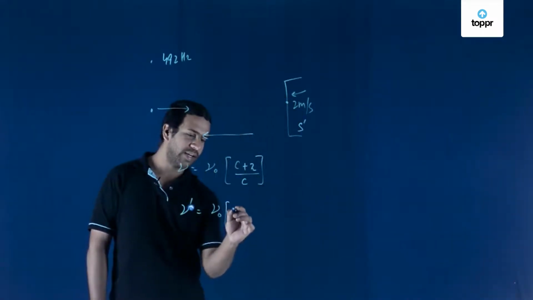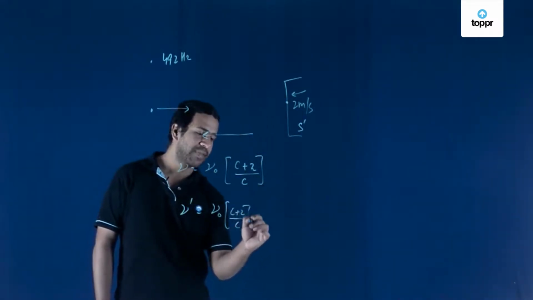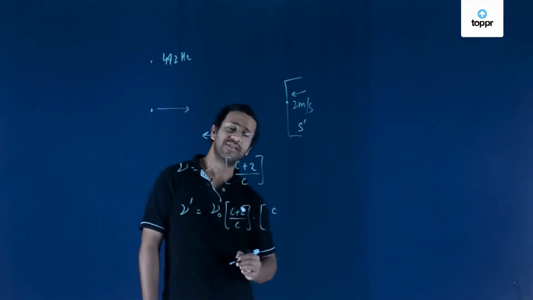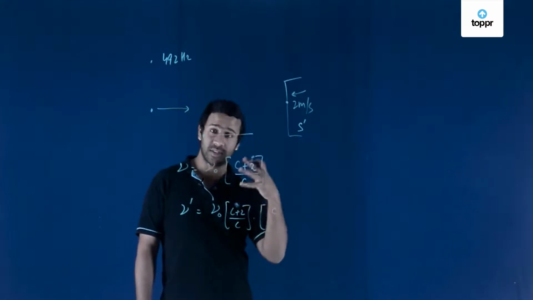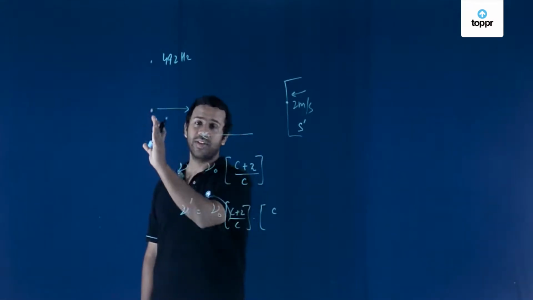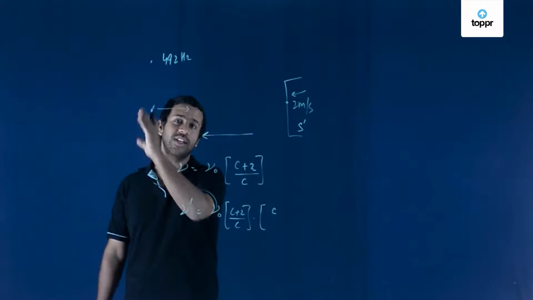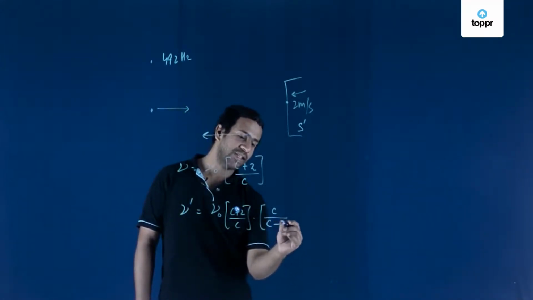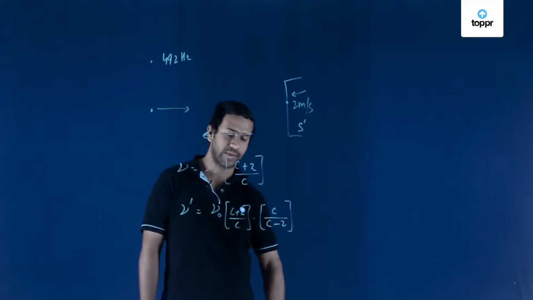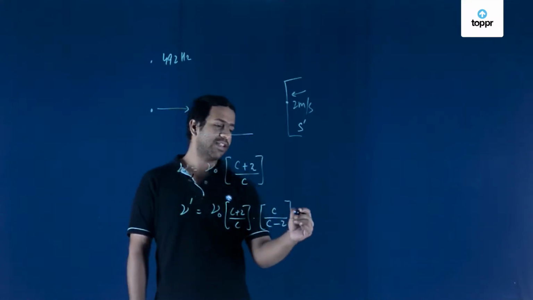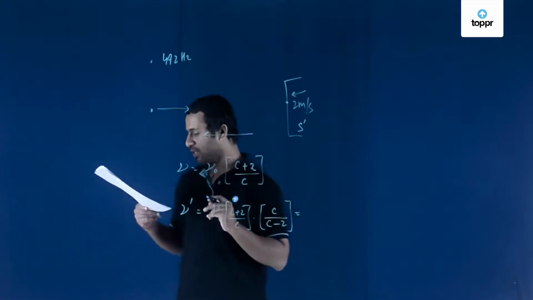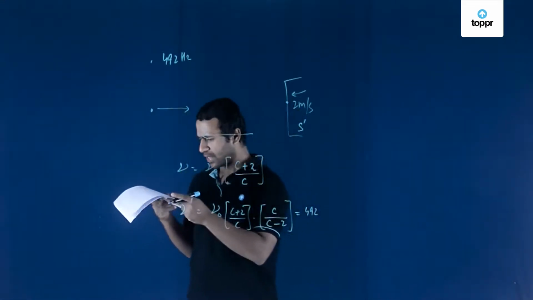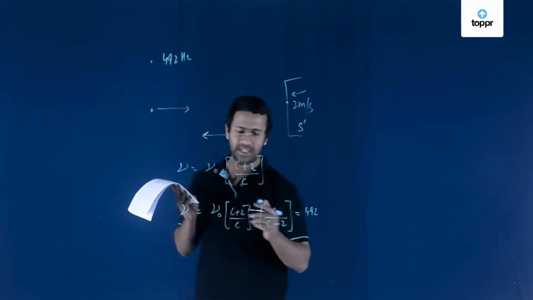So, nu naught into C plus 2 by C into, now in the numerator you will only have C because the observer now is not moving, because this original source is now the observer, divided by C minus 2 because the source is moving, right. So, this tells you that it is equal to the original frequency, which is given to be 492, and you are given that the speed of sound is 330.